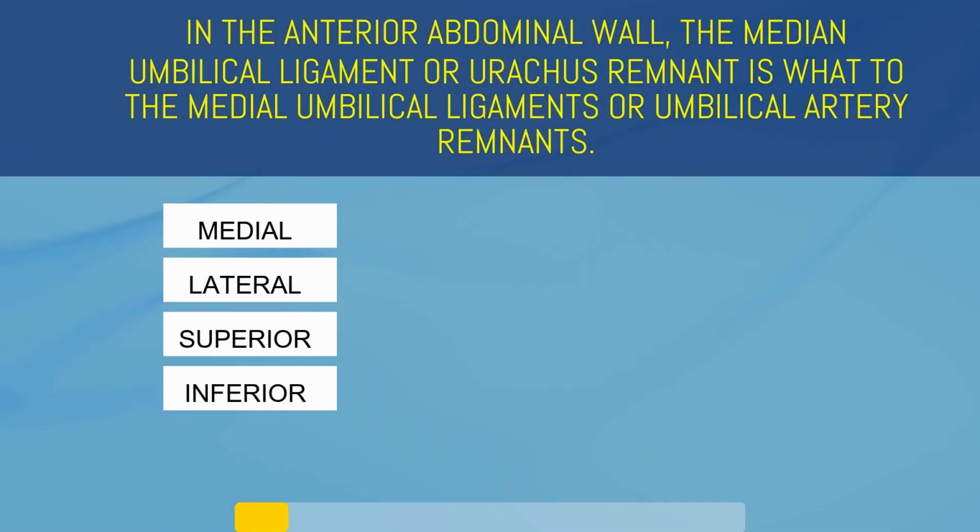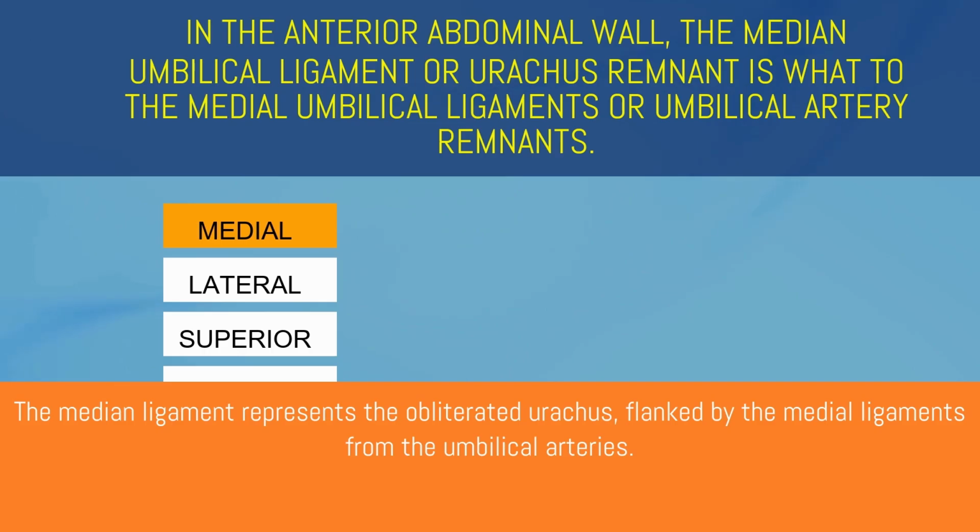In the anterior abdominal wall, the median umbilical ligament or urachus remnant is what to the medial umbilical ligaments or umbilical artery remnants? Medial, lateral, superior, or inferior? Medial. The median ligament represents the obliterated urachus, flanked by the medial ligaments from the umbilical arteries.